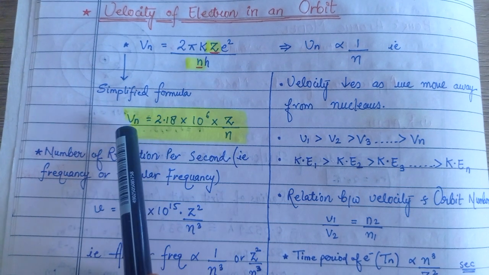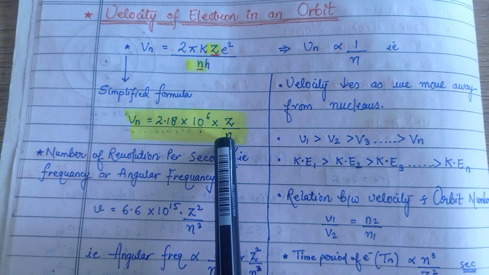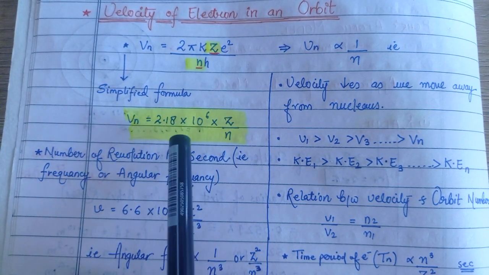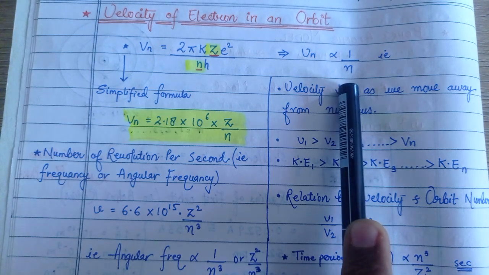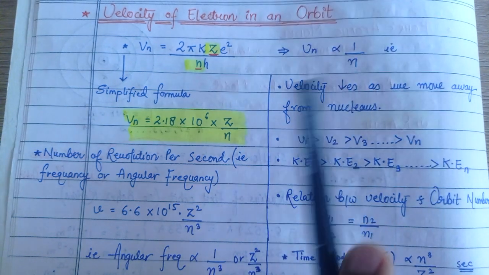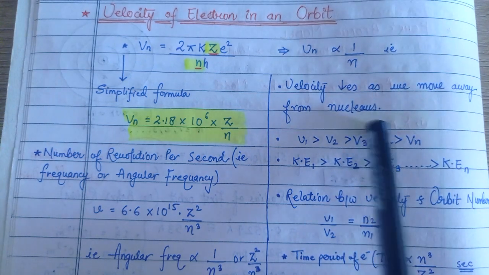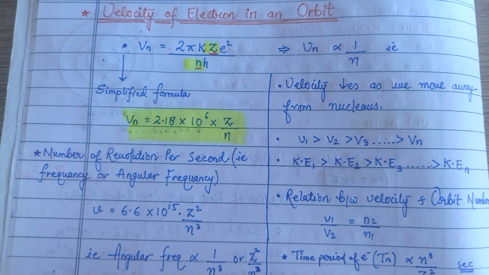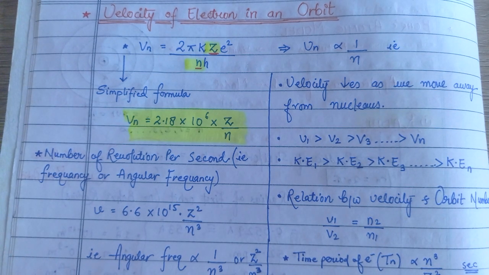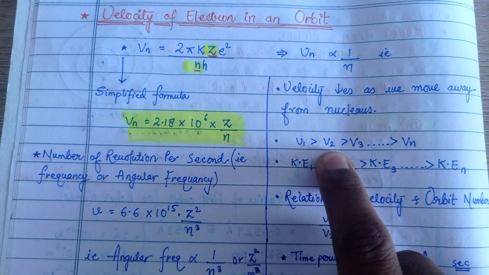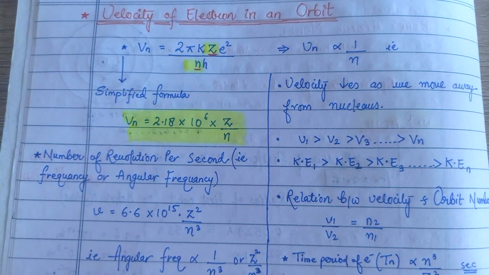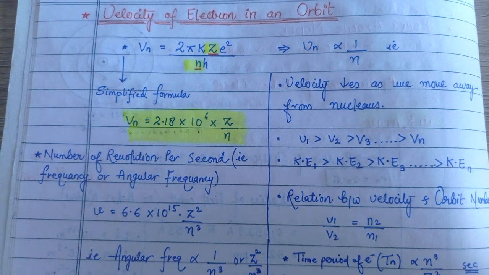Okay, remember this formula, velocity of electron in an orbit. And from this formula, my dear student, you can conclude that the velocity of electron in the nth orbit is inversely proportional to the orbit number. It means velocity decreases as we move away from the nucleus. The velocity of the electron revolving in the first orbit will be maximum, while the velocity of the electron revolving in the last or far away orbit will be minimum. So velocity of the first orbit will be maximum, then second orbit, then third orbit, and so on.